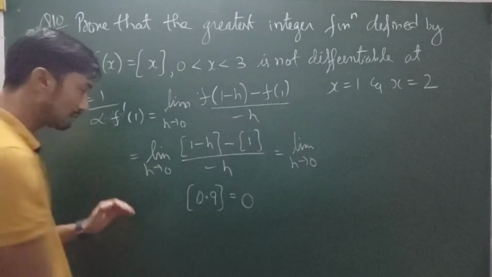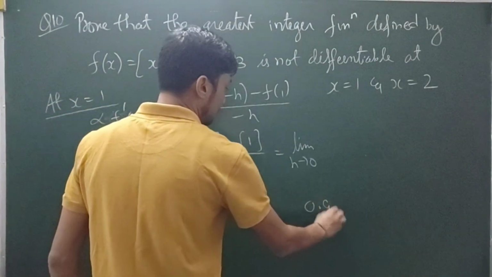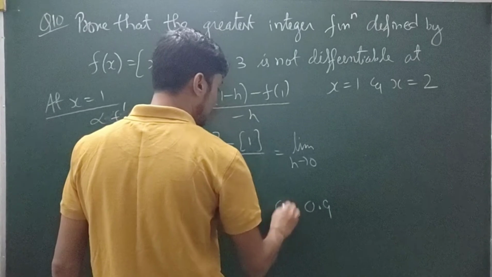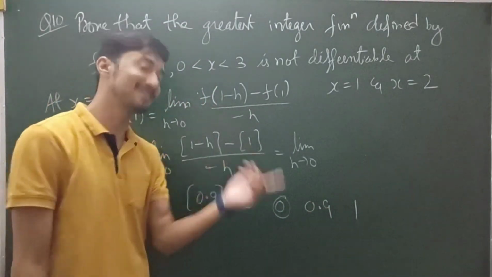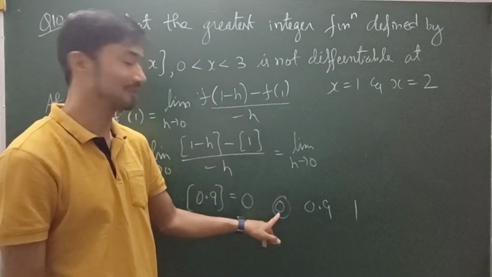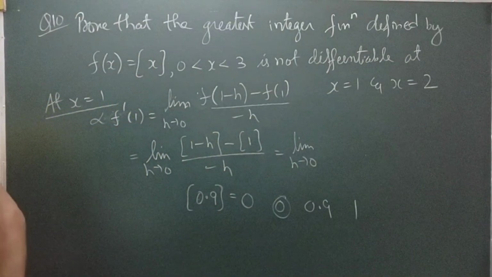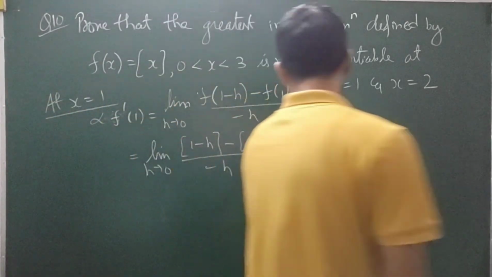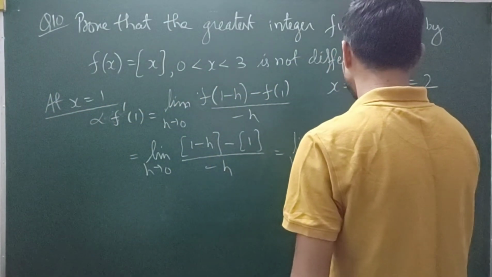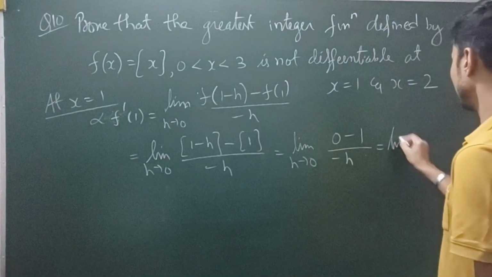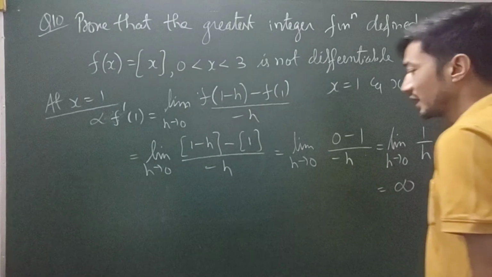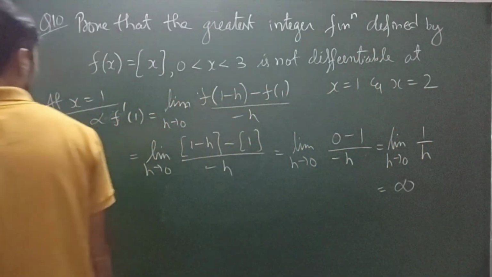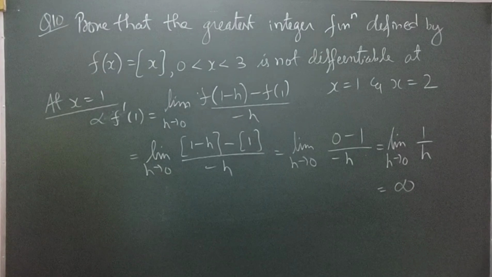0.1 lies between 0 and 1. Which is the smaller one? 0. That's why it's called the greatest integer function, because it's the nearest one and the smaller one we write. We talked about these functions. So this is going to be 0 minus 1 divided by minus h. That will be the limiting value as h tends to 0 of 1 by h. Now 1 by h of course will be infinity or not defined. So the left hand limit is not defined for us, or infinity.